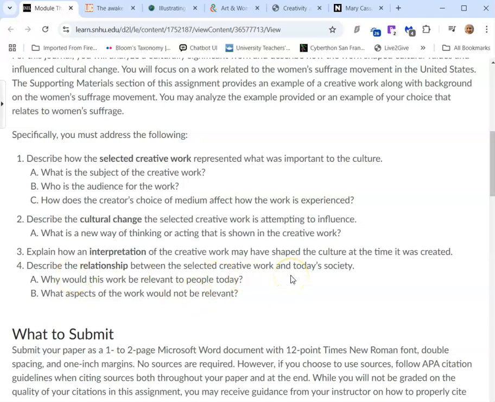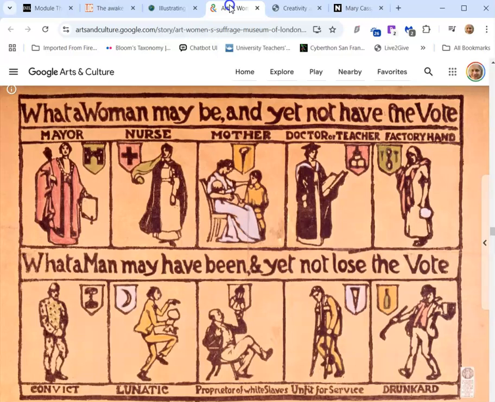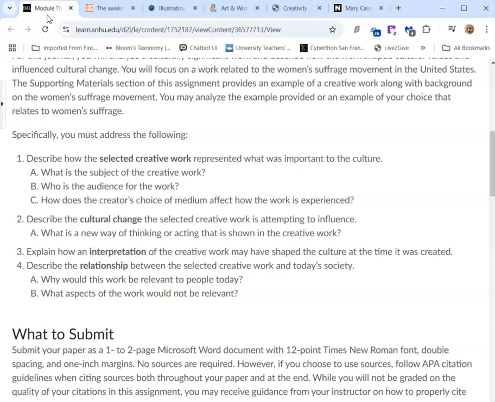Describe the relationship between the selected creative work and today's society. Well, we have the vote today. We have the 19th Amendment that gives women the right to vote in the United States. So why would that work be relevant today? We just went through an election, and the 19th Amendment was discussed. I'd love to get your thoughts about why it's still important to have these conversations around the idea of women voting, and what aspects of the work are not relevant anymore, or perhaps too small. For example, when you look at this particular model, that's not all women can do today either. So let's think about that. What aspects of the work would not be relevant or maybe are too tiny for our society today?